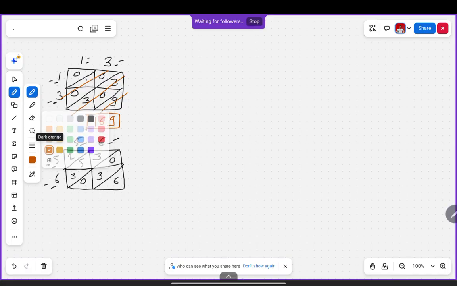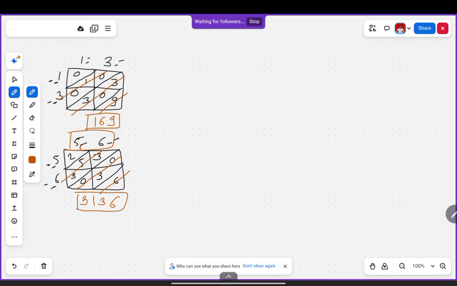As mentioned earlier, compute the slanted sum. 6. Here sum will be 3. Here sum will be 3 plus 5, 8 plus 3 is 11 and carry forward is 1, and 2 plus 1 is 3. So square of 56 is 3136.